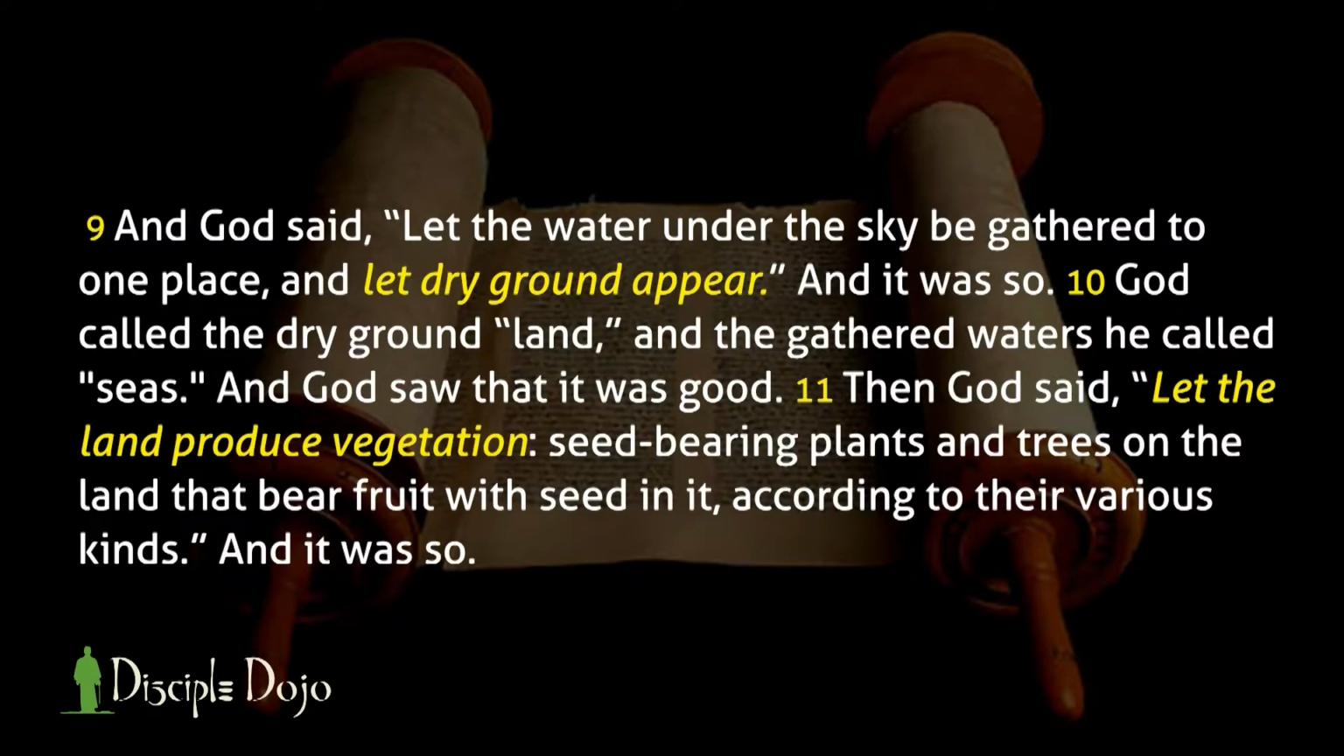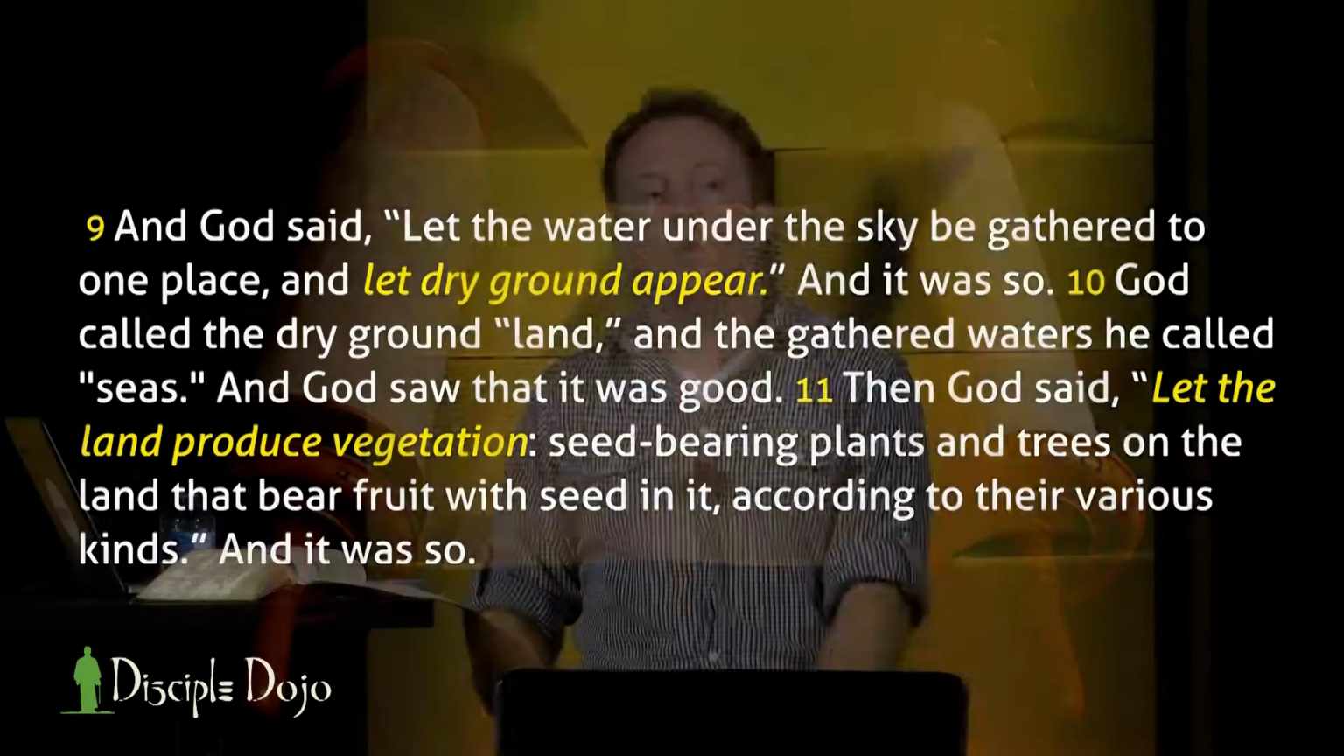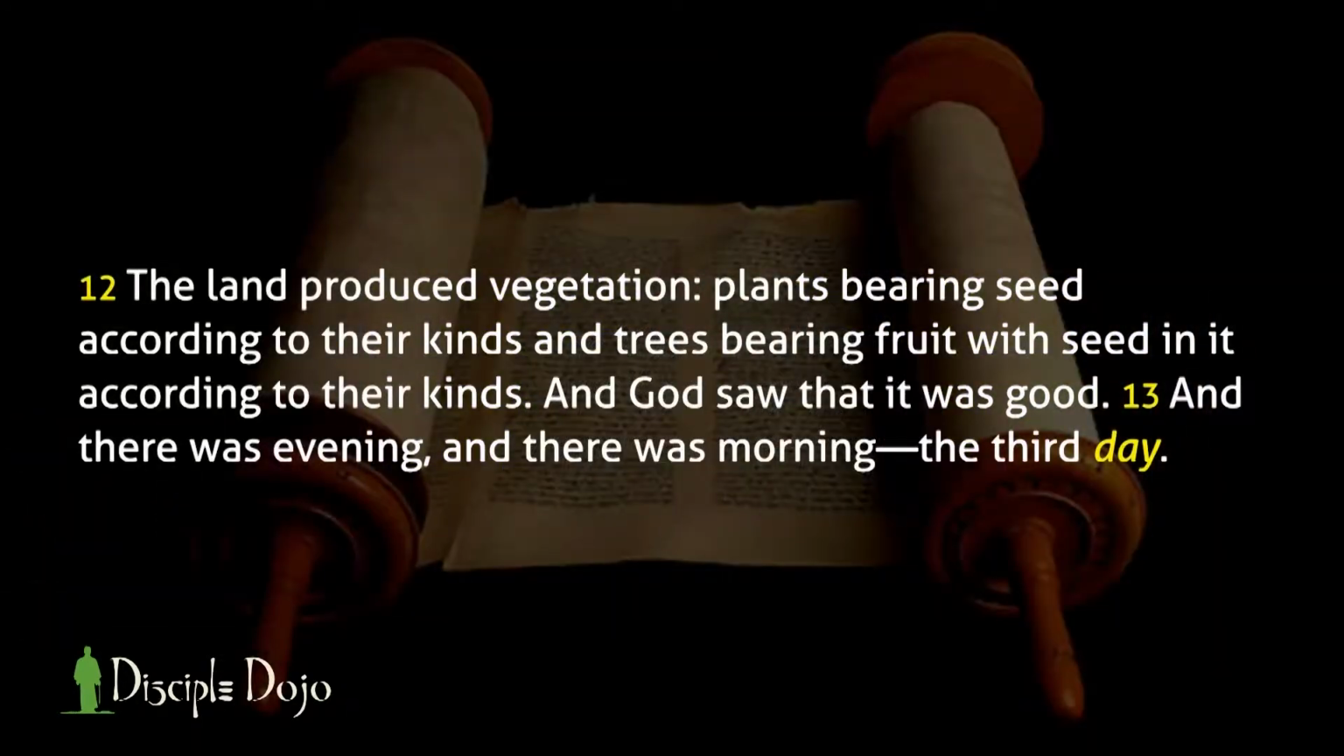Then God said, let the land produce vegetation, seed-bearing plants and trees on the land that bear fruit with seed in it according to their various kinds. And it was so. The land produced vegetation, specifically plants bearing seed according to their kinds, and trees bearing fruit with seed in it according to their kinds, and God saw that it was good. There was evening, there was morning, the third day.